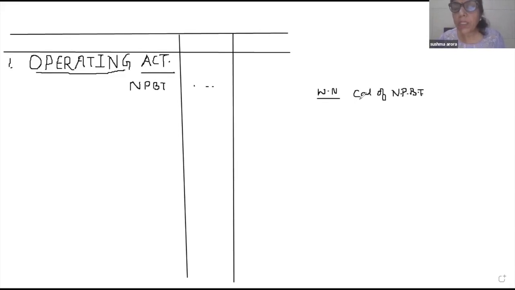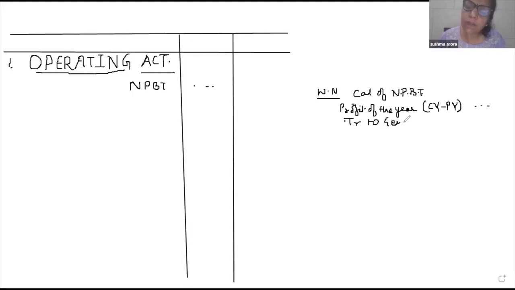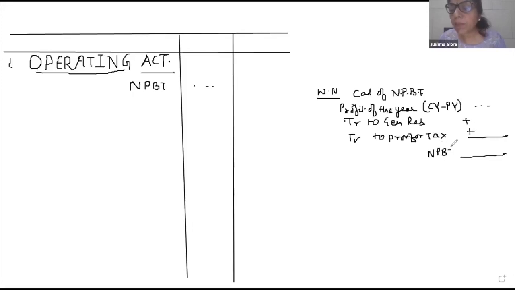So NPBT is, first of all, profit of the year you will have to calculate. How to calculate profit of the year? Simply current year minus previous year. And add the 2 things, transfer to general reserve and transfer to provision for tax. So these 2 should be added. You will come to know that this is NPBT.